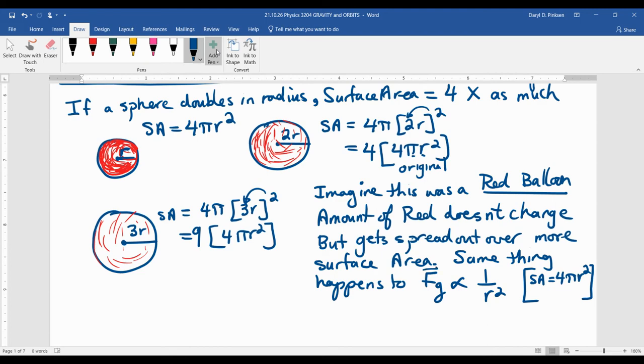The force of gravity is like the amount of red in this balloon. When you double the radius, you're quadrupling the surface area, and now the same amount of force is spread over 4 times as much area. Same thing if you triple it. Now you've got 9 times as much surface area, and the force of gravity, it's the same force of gravity, but it's been diluted. It's spread over a much bigger sphere.